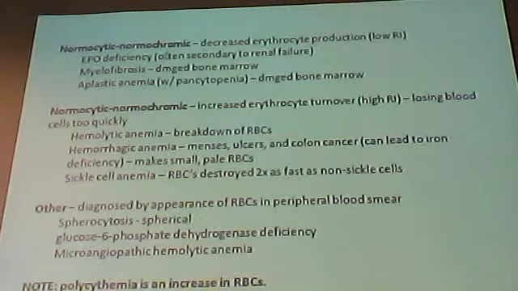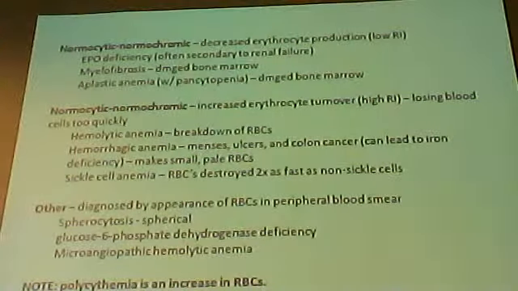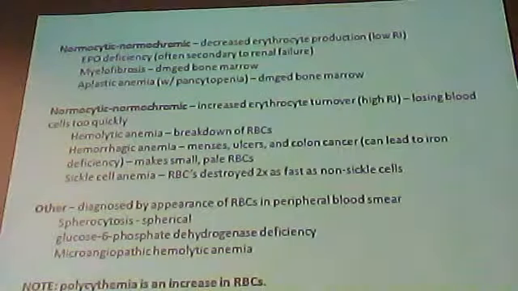Normocytic, normochromic could be these problems with actually making the red blood cells, or it could be a high reticulocyte index when you have a high turnover. So it could be sickle cell, hemorrhagic, or hemolytic anemia. And then you've got spherocytosis, remember the blobbing off, and glucose 6-phosphate dehydrogenase deficiency, so that's with the Heinz bodies, they look like bite cells, and then the microangiopathic hemolytic anemia, which we just saw. So polycythemia is an increase in all the types of red blood cells, and you get increased viscosity of blood because there's too many.